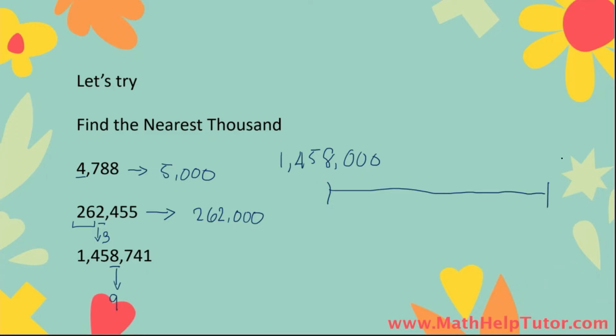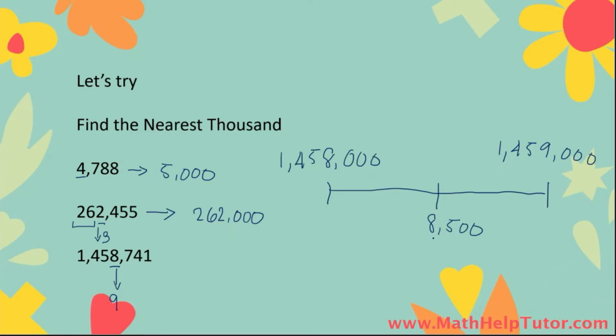It's 9. So the next thousands place has to have 9,000, but we have to consider the places to the left of the place that we are rounding. So that is 1, 4, and 5. And now we know that the next place is 1,459,000. And what's the value between our thousands places? So what's between 8,000 and 9,000 has to be 8,500.